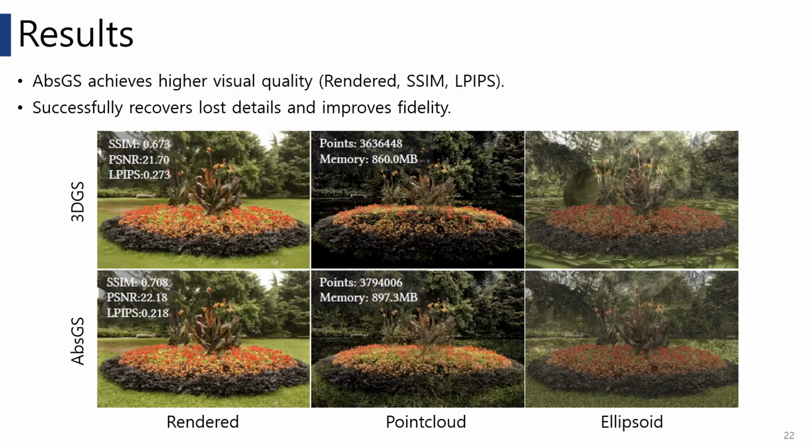Looking at the final results, we can see a clear improvement. The top row shows the output from the original 3DGS, and the bottom row shows the results from AbsGS. Visually, AbsGS achieves higher quality in the rendered image, with better detail, particularly noticeable in several visual quality scores. Importantly, this improvement is achieved with a comparable number of Gaussian points and memory usage. This confirms that AbsGS successfully recovers lost details and enhances the overall visual fidelity.